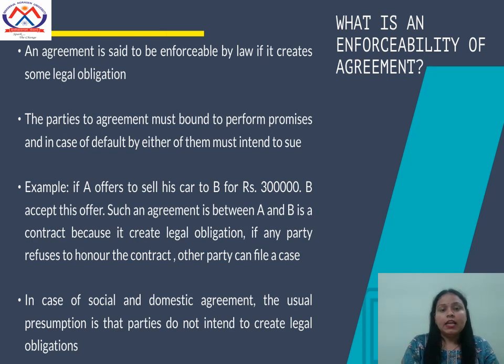For example, if A offers to sell his car to B for rupees 3 lakh and B accepts this offer, such an agreement between A and B will become a contract because it creates a legal obligation, and if either party refuses to honor the contract, the other party can file a case. In case of social and domestic agreements, the usual presumption is that the parties do not intend to create such legal obligation. So enforceability of agreement will not be applicable in case of social and domestic agreements.